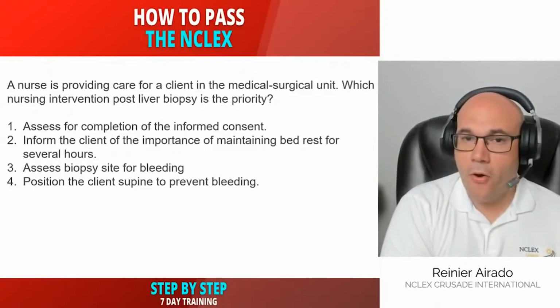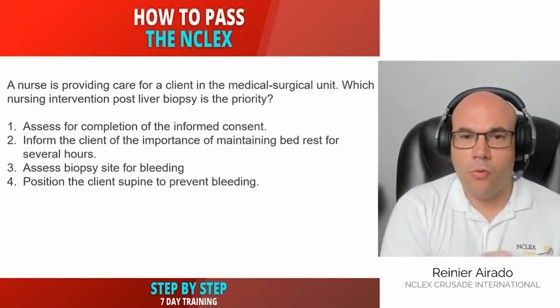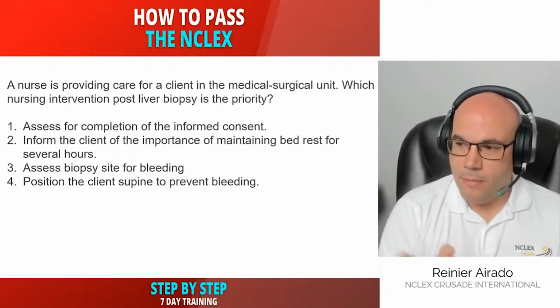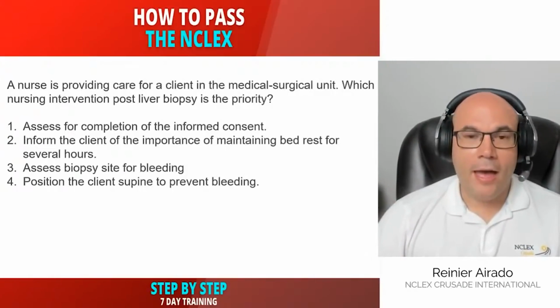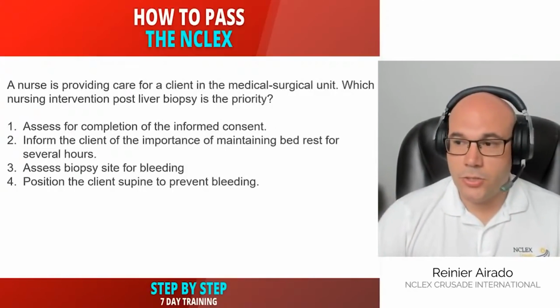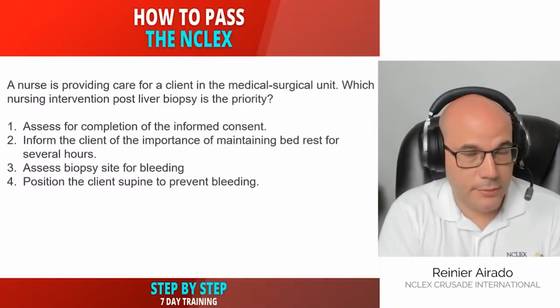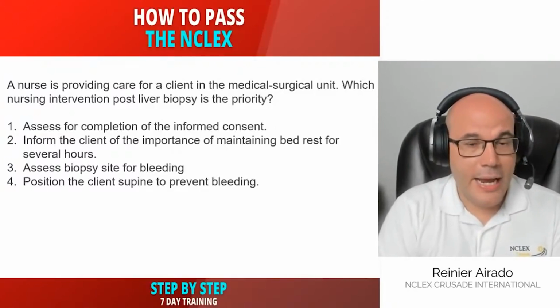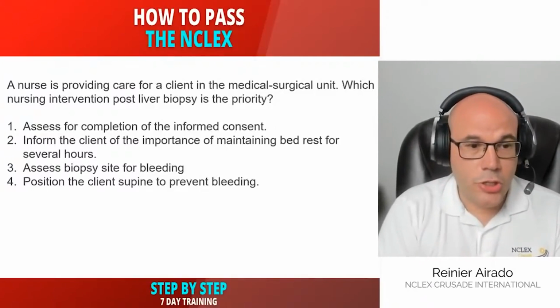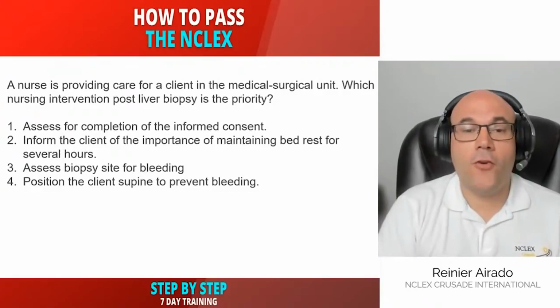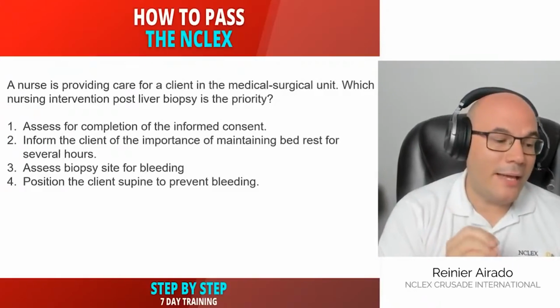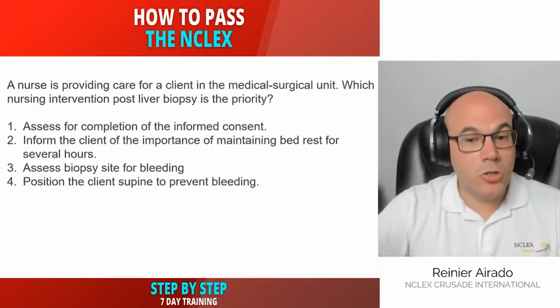The questions before were mainly right or wrong answers. But in this one, you have several answers that could be correct. In other words, in a priority question, you could see a mixture of correct answers, but you have to identify which one is the most important one.